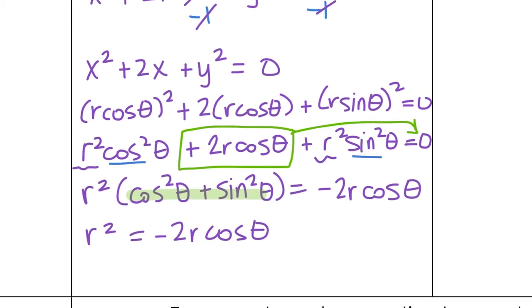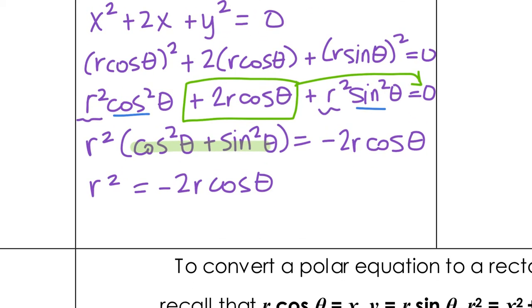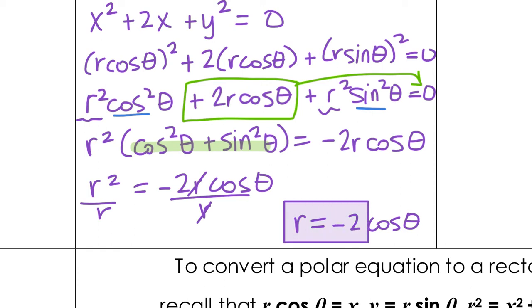Let's get r by itself. Like right now there's r's on both sides. So if I divide by r, on this side it'll cancel, but I'm left with r equals negative 2 cosine theta. So that is the equation of the circle now.